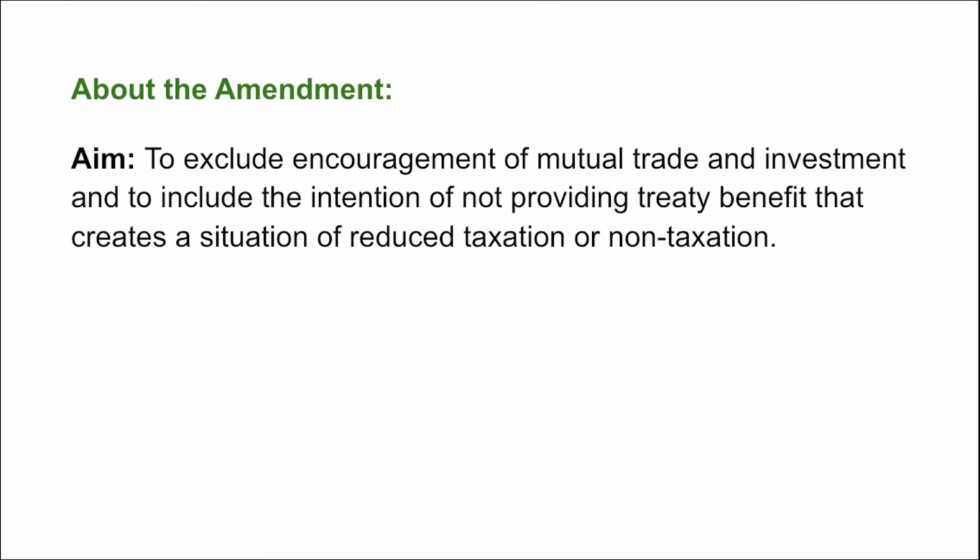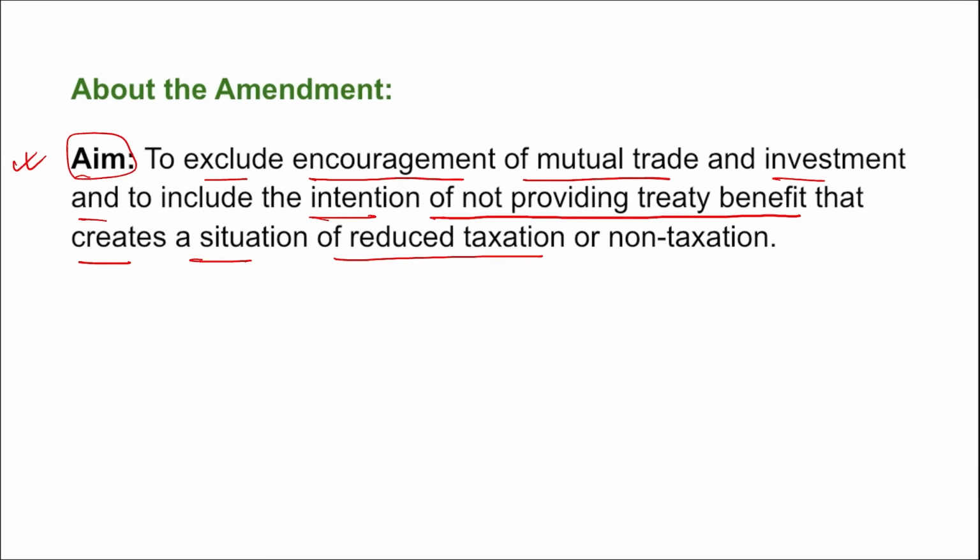If we look at this only, remember what is the main aim here? It is to avoid double tax, right? And with this, there will be a reduction of tax. More money will be there with the governments, more money will be there with the businessmen so that they can invest. And as the aim suggests, to exclude the encouragement of mutual trade and investment, and to include the intention of not providing treaty benefit that creates a situation of reduced taxation or non-taxation.